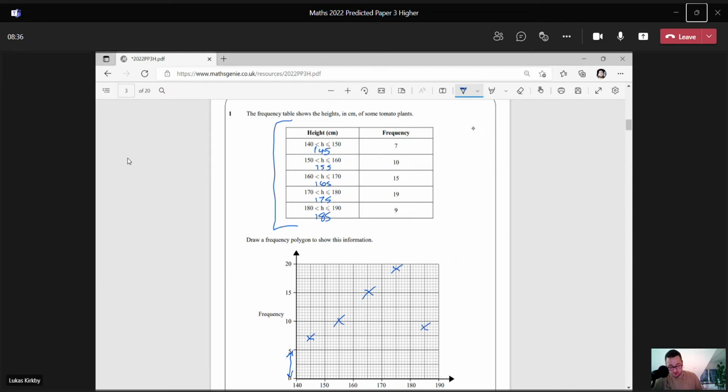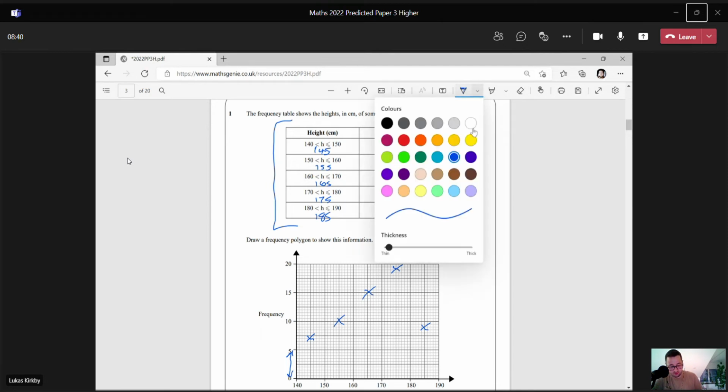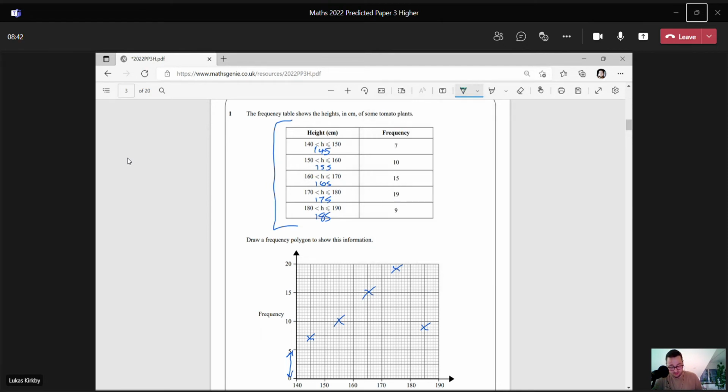Lovely. And then we just use a ruler, which I'm not using at the minute, but let's just grab a different colour just so it looks slightly different. You get a straight line, join up all your points like that, but imagine I've just used a ruler. All right, and there's no need to connect it to 0 or anything like that. Just join up all of the points that you've just made.